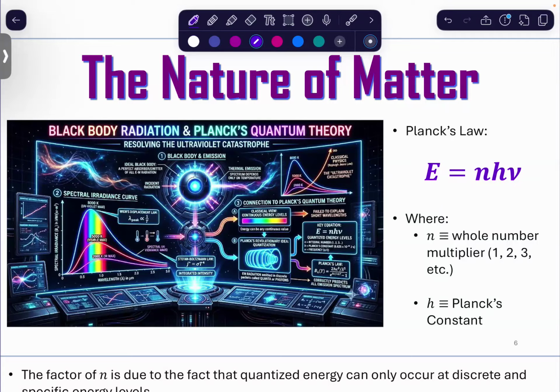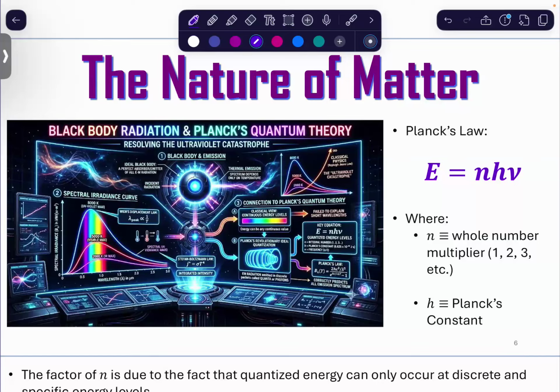So what happened was a scientist named Planck came along and he made a new proposal. His proposal essentially broke down to that energy is quantized. So quantized energy means only specific energies and energy levels are available for the photons to be in.